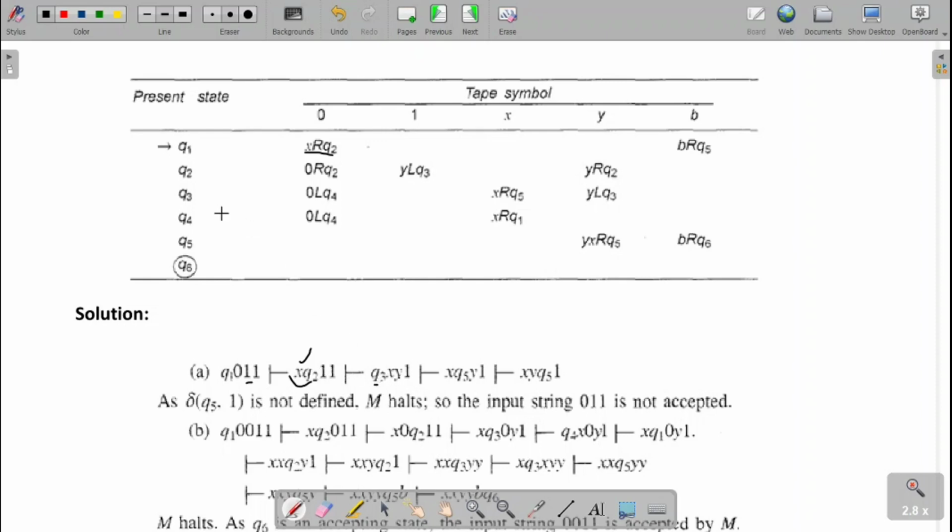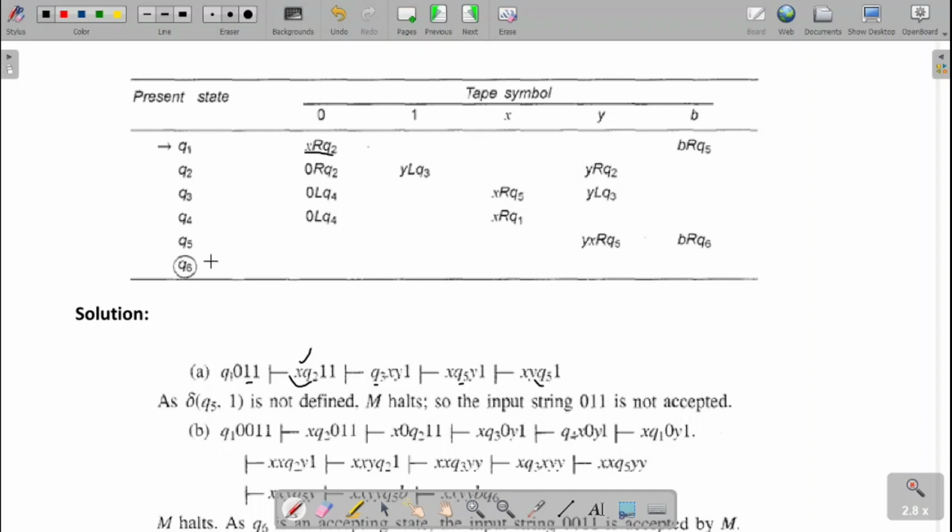Again, Q3 on X. What is that? X, right, Q5. X as it is, and we have the right movement, so the head comes over here. Then next is Q5. Then Q5 on Y gives Y, right, Q5. That is, I will have the right movement over there.